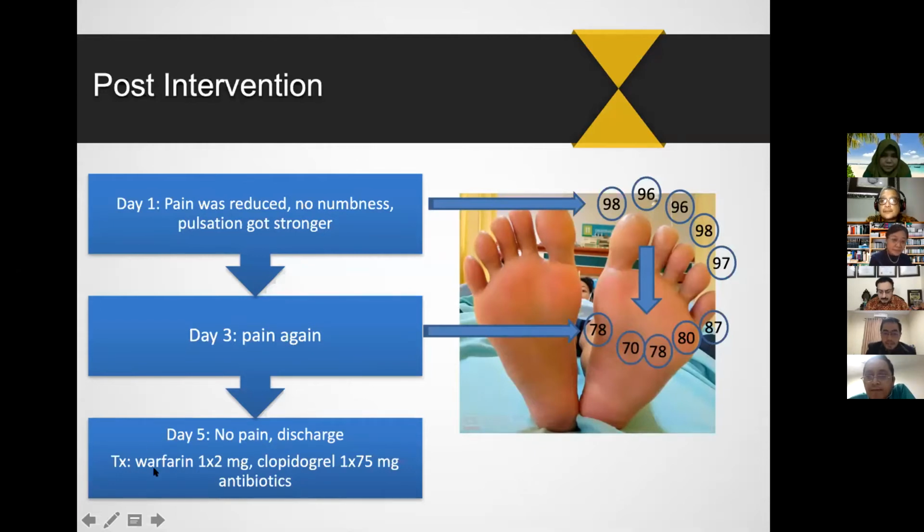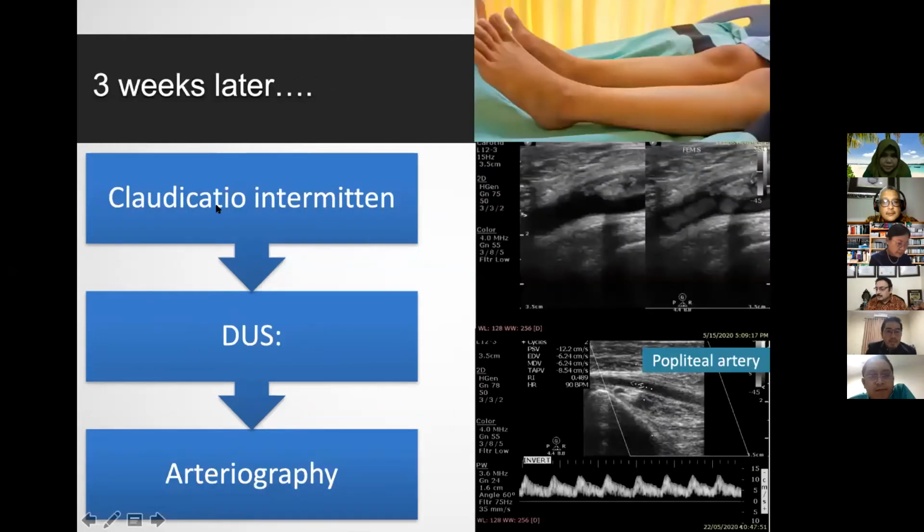We gave warfarin, clopidogrel, and also antibiotics. Three weeks later, the patient suffered from intermittent claudication in the left leg. From the duplex ultrasound, we can see that there is still persistent thrombus here, and there is monophasic flow from the popliteal artery. This is evidence of obstruction in the proximal part of this artery.